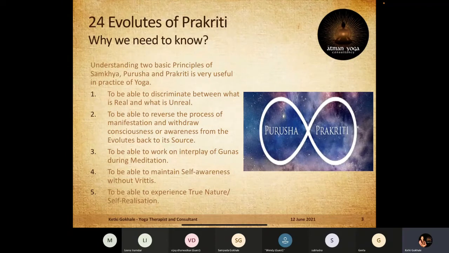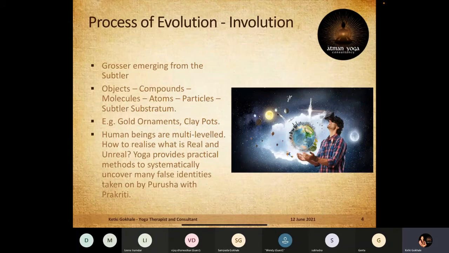To be able to work on the interplay of gunas, that is sattva, rajas, tamas, during the practice of meditation, and to be able to maintain the self-awareness without chitta vrittis, all the modifications and fluctuations of the mind, and to be able to experience true nature or the self-realization, which is the ultimate aim of yoga or the spirituality. Okay, so let's see what is the process of evolution and involution.